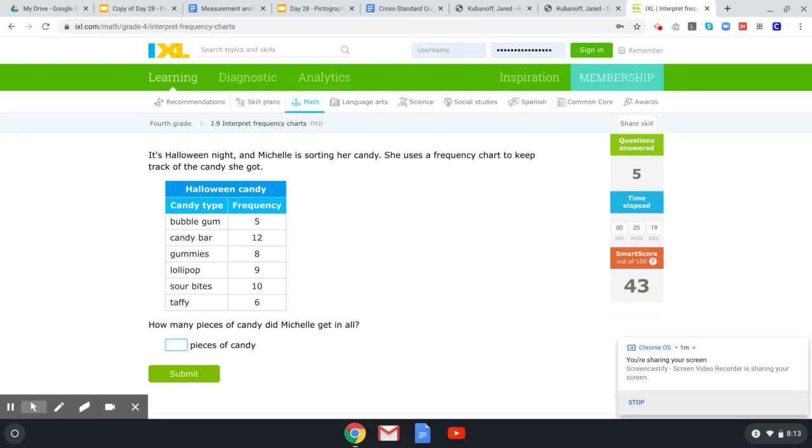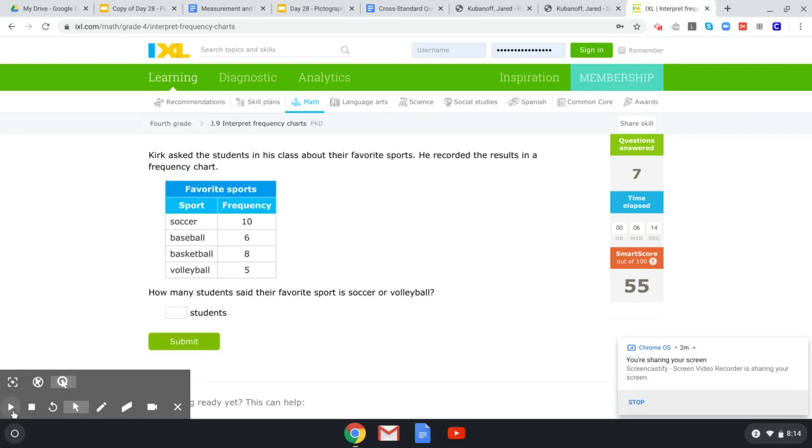What is 5 plus 12 plus 8 plus 9 plus 10 plus 6? Well, let's find the sum. 5 plus 12 is 17, and so is 9 plus 8. So really, I'm just going to do the sum of 17 and 17, which is 34. 10 more than 34 is 44, and 6 more than that is 50. So we get a nice round number of 50. And I'll submit. All right.